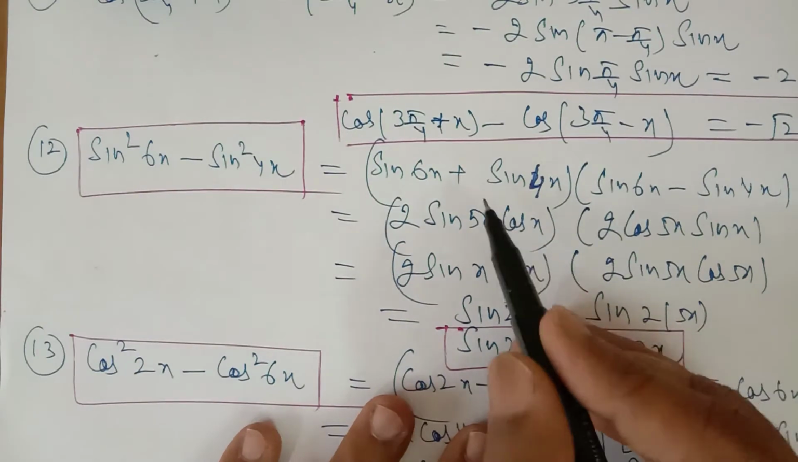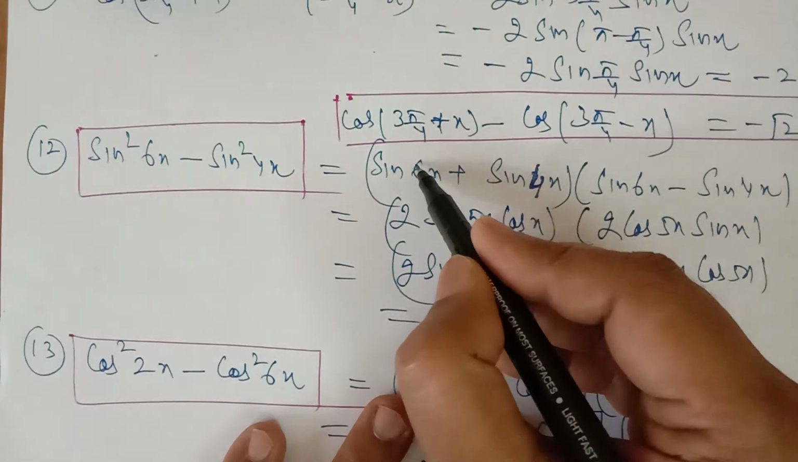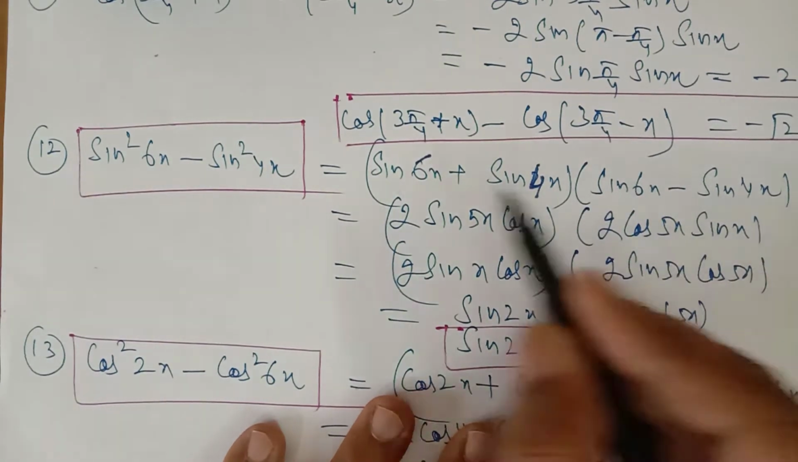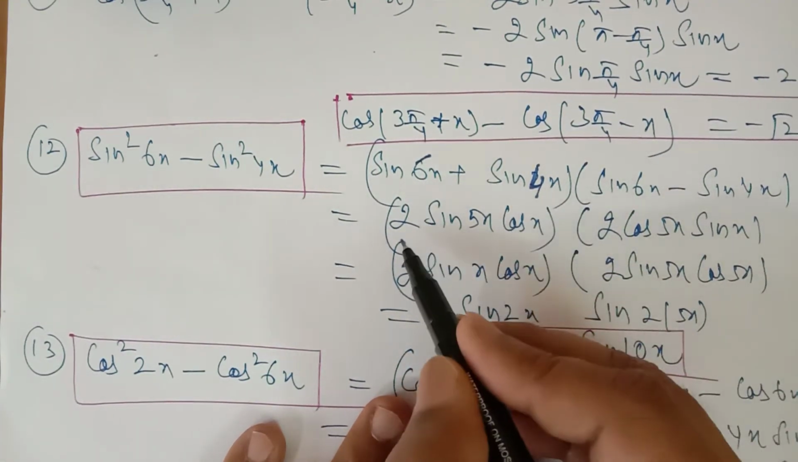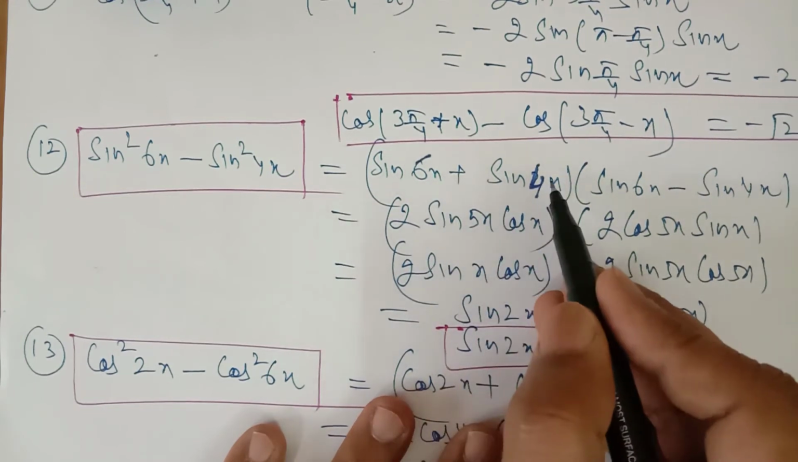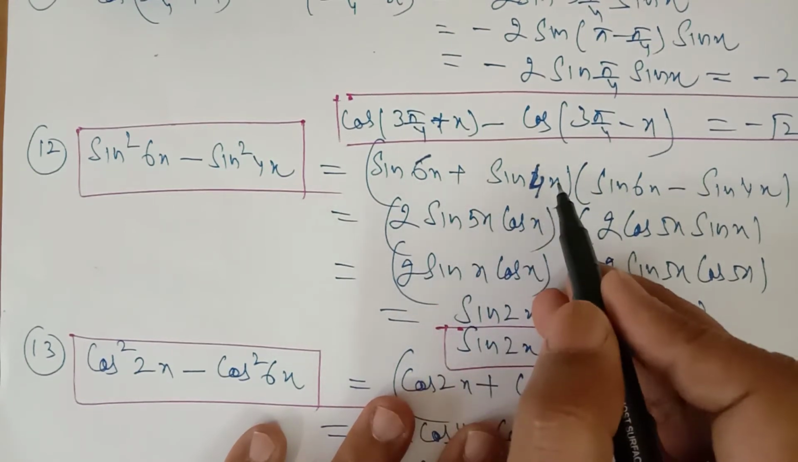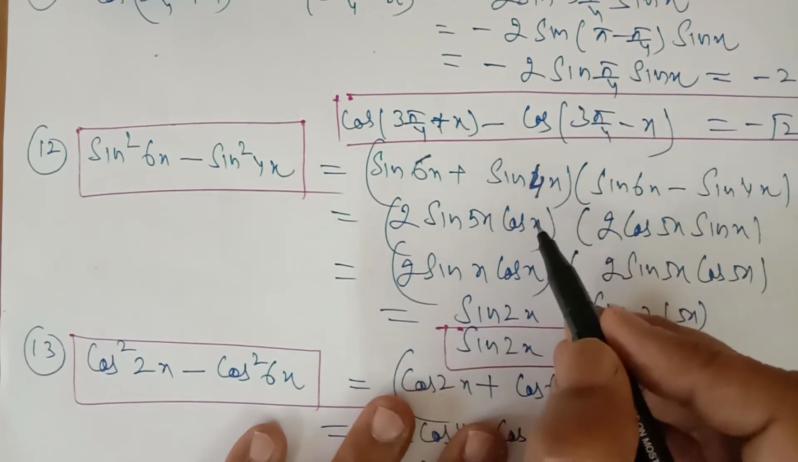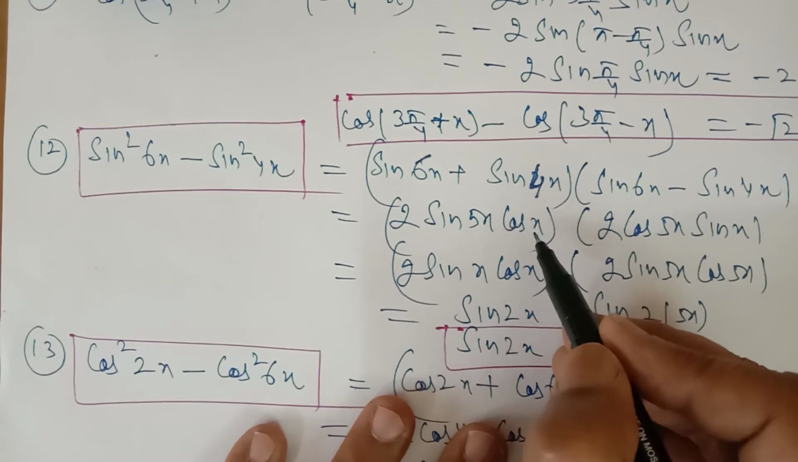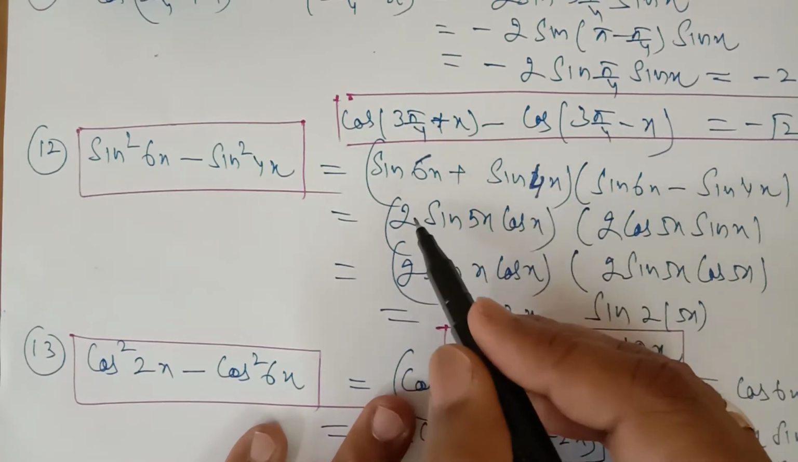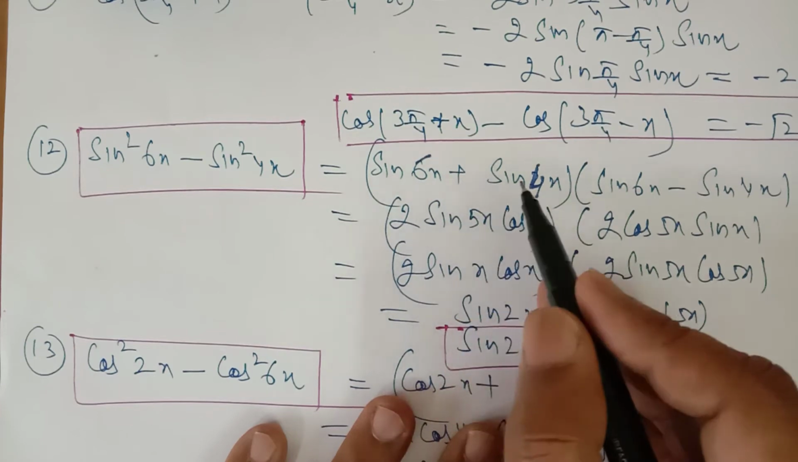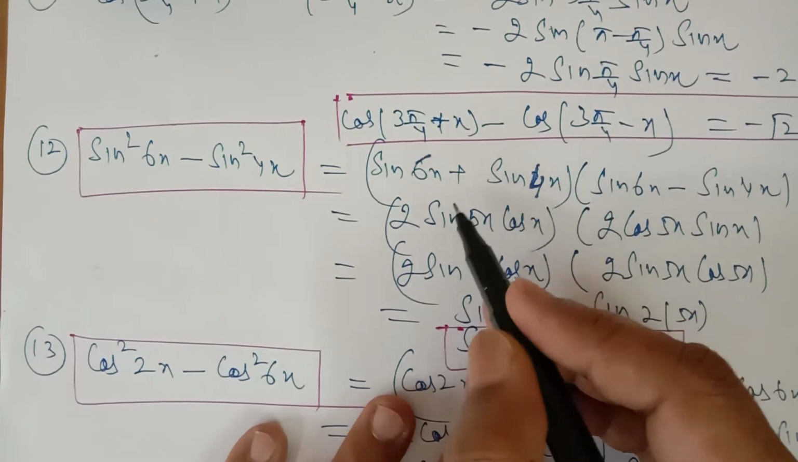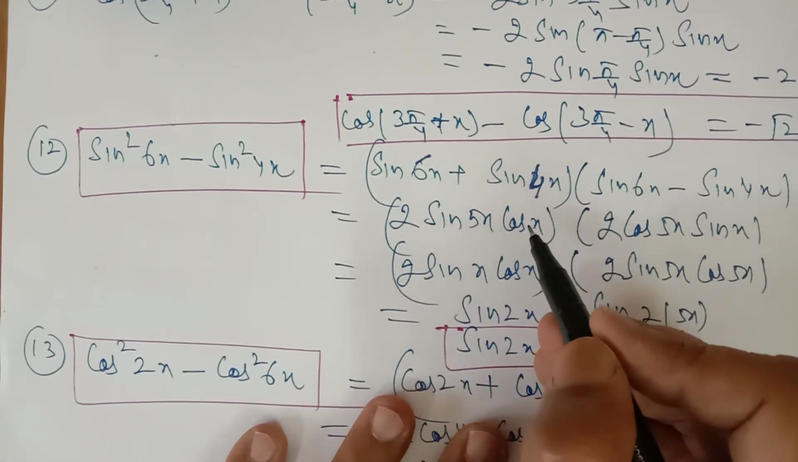Now here, use the formulas of sine A plus sine B and sine A minus sine B. Again, you must know the formulas. The formula for sine A plus sine B is 2 sine (A plus B)/2, that is (6x plus 4x)/2, which is 5x, times cos (A minus B)/2, which comes out to be cos x. A is 6x, B is 4x, so 5x will be there, and cos x.